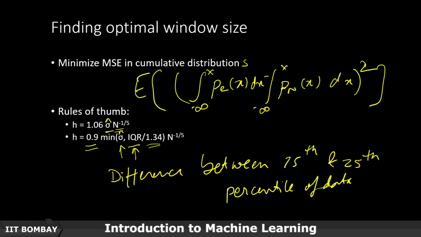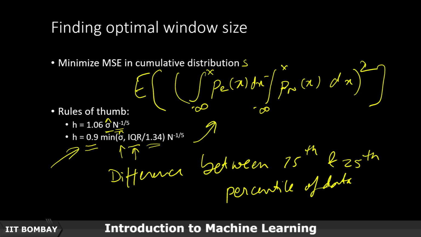The reason this one is used sometimes instead of the other is that it takes into account if the distribution is skewed, not symmetric around the mean. Then the interquartile range gives a better estimate than the other one, which is based just on sigma. Basically these are derived by trying to optimize what I have shown above.